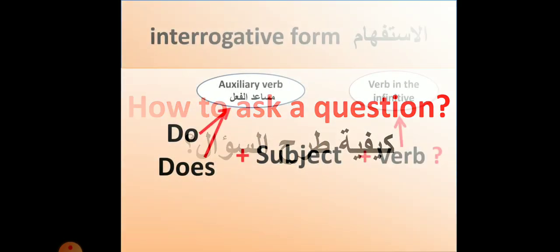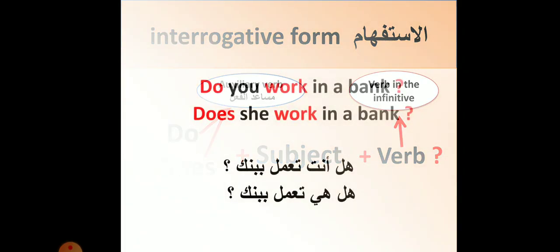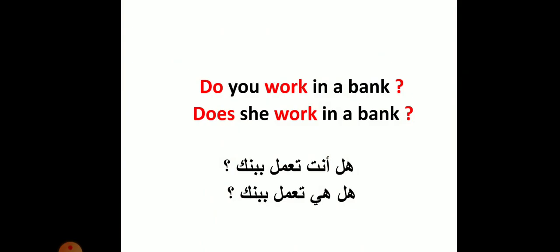So let's see. The interrogative form is the auxiliary verb do or does plus subject plus verb in the infinitive plus the question mark. Okay? Do you work in a bank? Does she work in a bank? As we saw before, for I, you, we, they, it stands do. But for he, she, and it, it is conjugated and it becomes does. Okay, do you remember the last lesson we did?